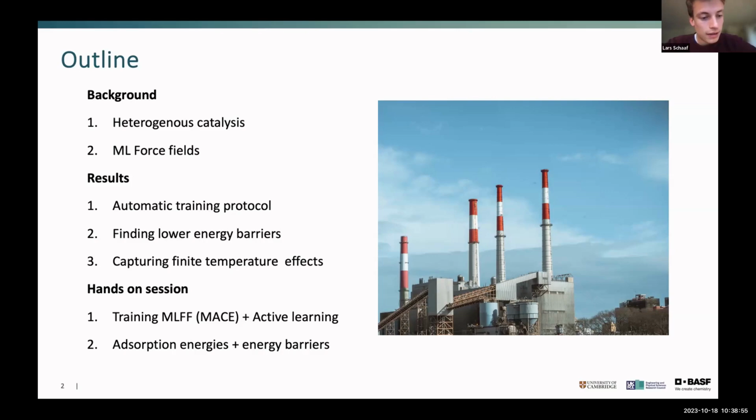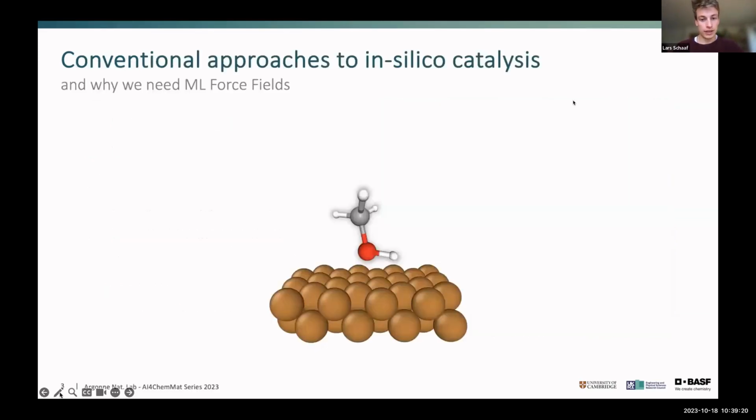And then at the end, I'll also go through a Jupyter notebook where we will see directly what it means to train one of the state-of-the-art force fields, the MACE architecture. We'll talk about active learning and also show how to get accurate absorption energies, so do global minima searching and getting energy barriers with these tools. And with that, let's get started.